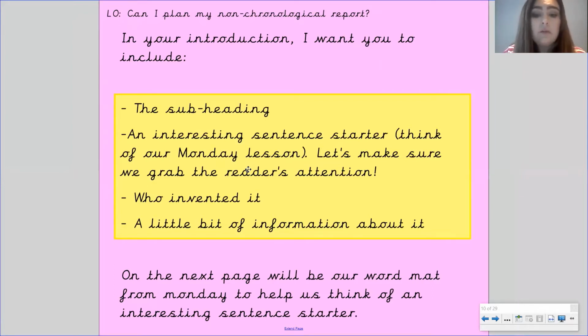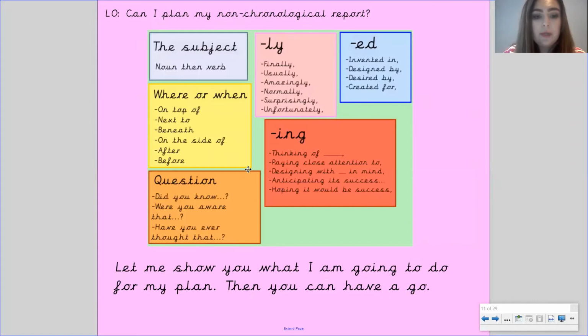On the next page, I've got a word map from Monday to help us think of interesting sentence starters. So here we go. I've got the subject, where or when, question, ending in ly, ending in ing, ending in ed. So you can pick 2 of these if you want to, depending on how long your introduction is going to be, and use this to help you. I'm going to show you how I want it to look in your book. So let's go to my book.